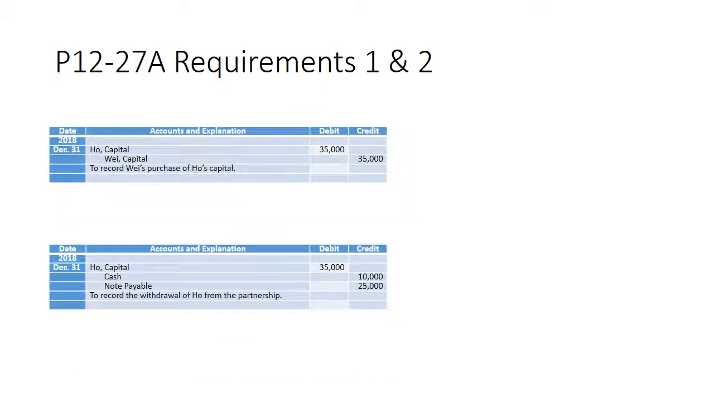Okay, and then our final problem is what happens when we have a partner withdraw from the partnership? When they leave, what do we do? Okay, Ho, Kim, Ling, Oriental Design, a partnership owned by three individuals. The partners share profits and losses in the ratio of 30% to Ho, 40% to Kim, and 30% to Ling. At December 31st, 2018, this was their balance sheet.